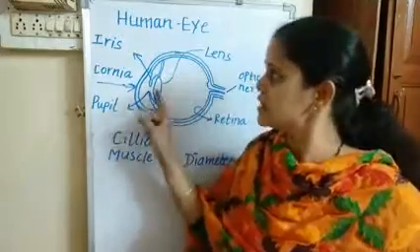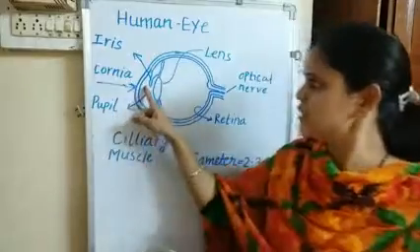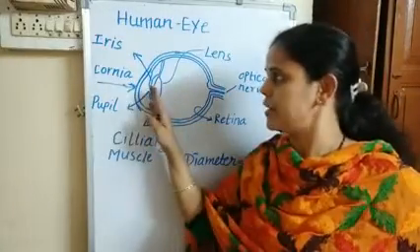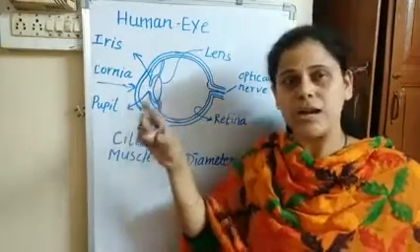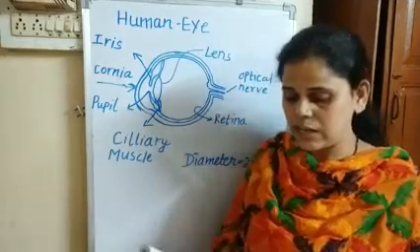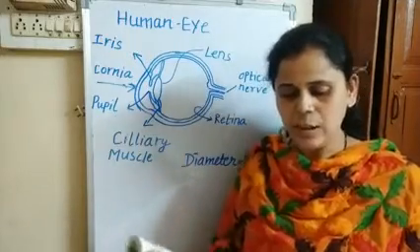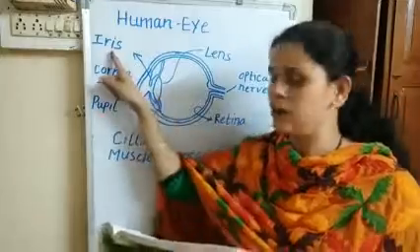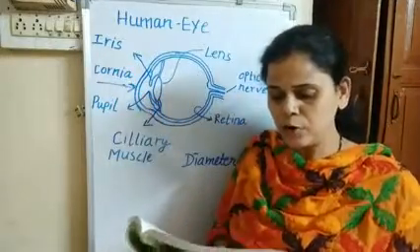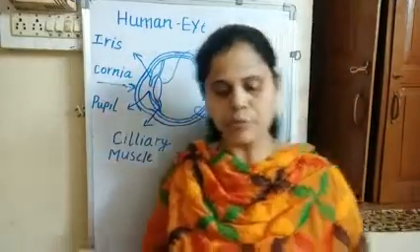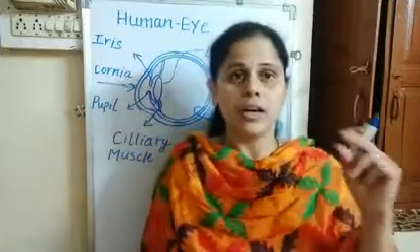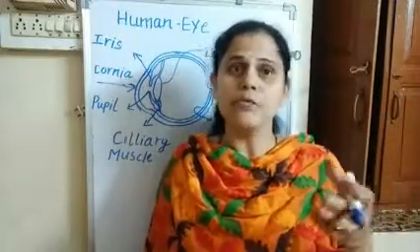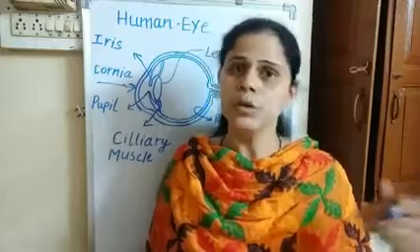Clear? The next is the iris. This is behind the cornea. This is a very fleshy part. There is a dark and fleshy screen behind the cornea called the iris. The color of the iris is different for different people. It may be black or brown, etc.